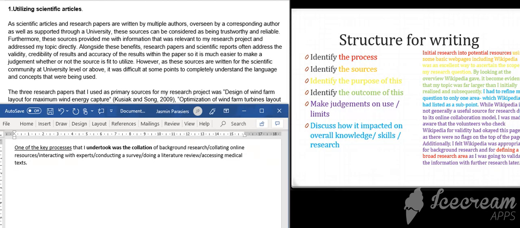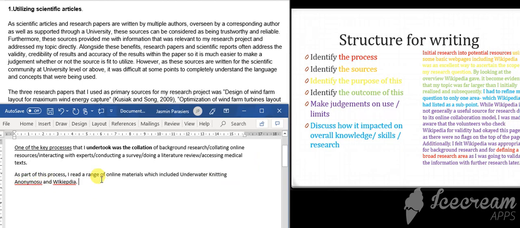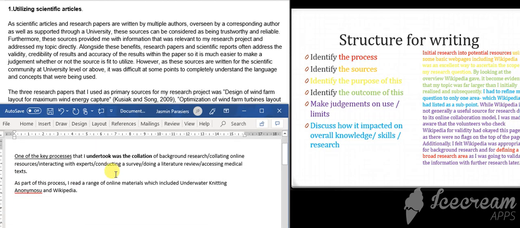So we have to say, as part of this process, I read a range of online materials, which included underwater knitting, Anonymous, and Wikipedia, or whatever it is, right? Of course, you will spell all of your words correctly. Now, when we're doing this section, all we're doing is highlighting where we got the information from, because we want to give a sense that it wasn't just a broad brushstroke.